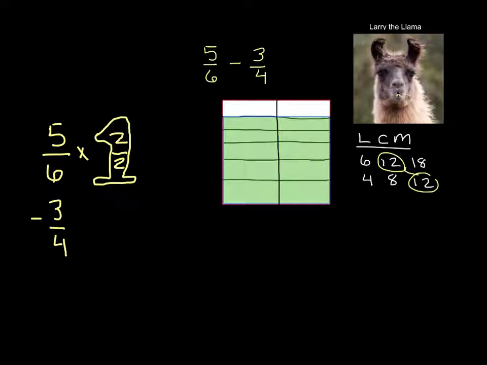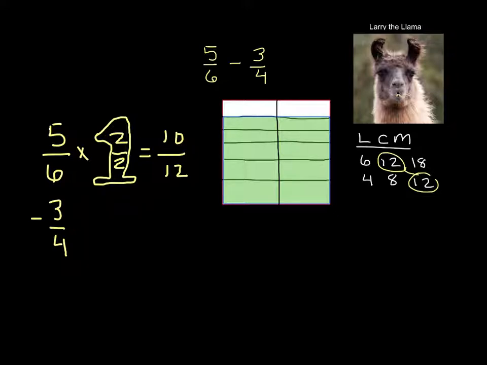So watch what happens. This is really, really cool here. So I'm going to go 5 times 2, which gives me 10. And then if I take the 6 times 2, that will give me 12. And what's really cool here is, because I've already done this on my illustration, you can see I've got 1, 2, 3, 4, 5, 6, 7, 8, 9, 10, 10 out of 12. So this fraction is now converted from sixths to twelfths, right? And that's exactly what I want.